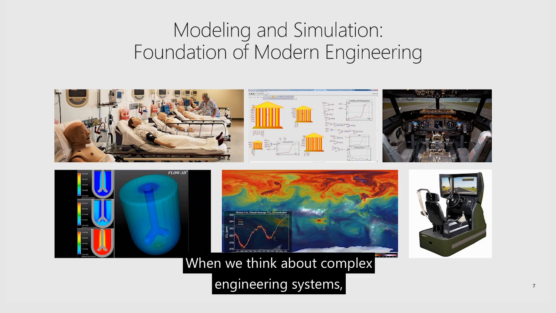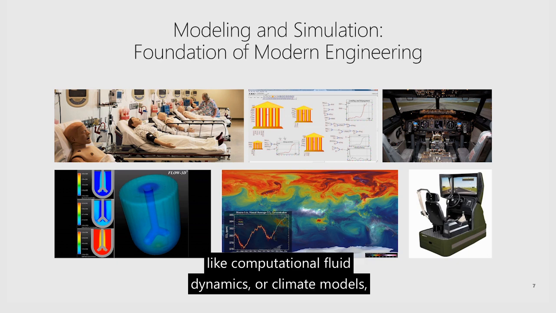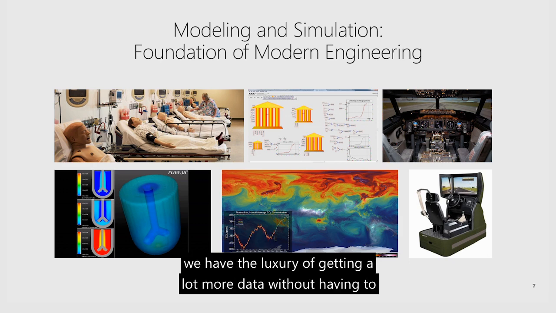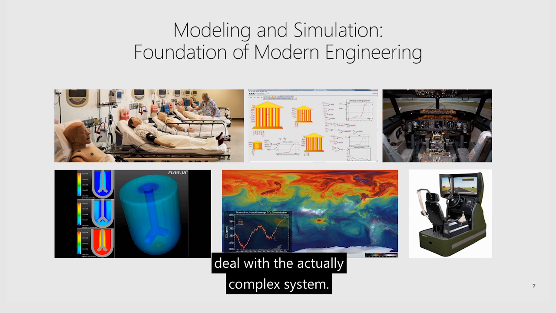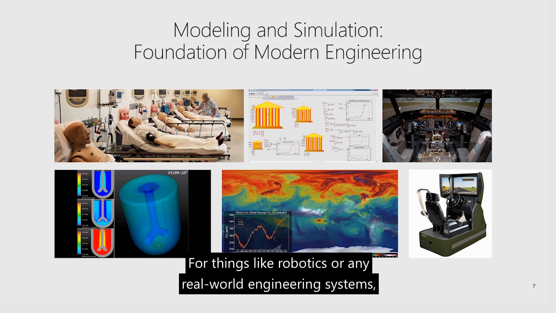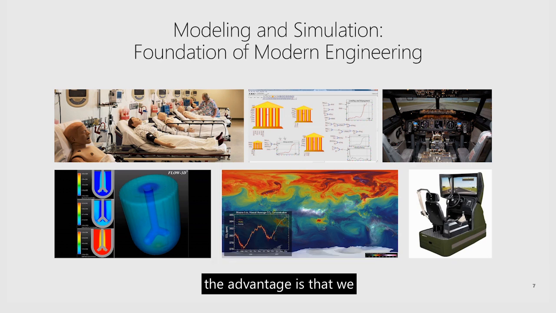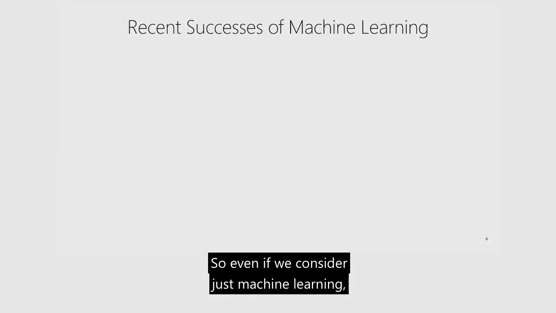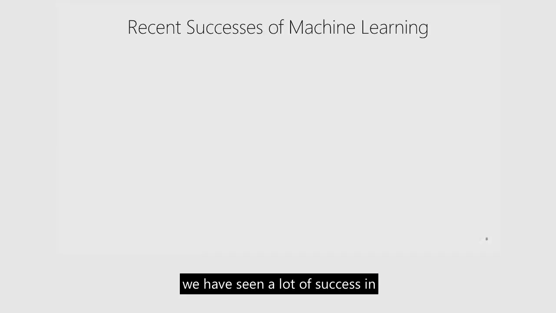And when we think about complex engineering systems like computational fluid dynamics or climate models, or anything that is a sufficiently complex system, one of the first things we do in engineering is try to approximate it the best way possible. By characterizing it as well as we can, we have the luxury of getting a lot more data without having to deal with the actual complex system. So for robotics or any real-world engineering systems, the advantage is that we don't really care about things crashing or breaking, because we have the luxury of just restarting the simulation and learning from these failures as time goes on.